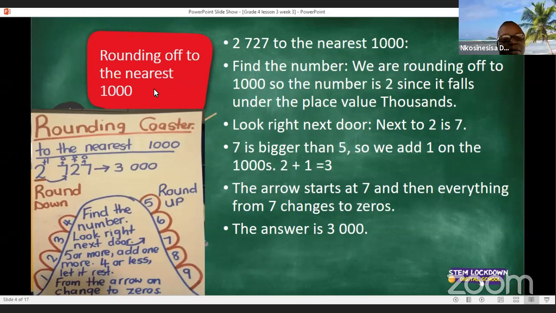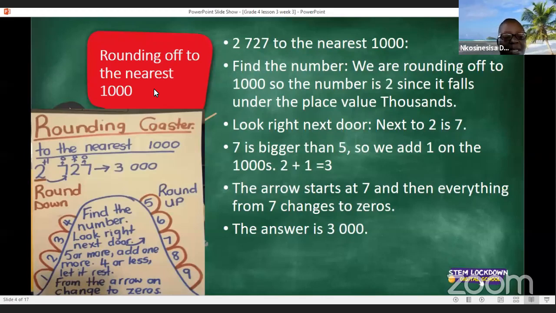It doesn't matter whether you have a 2-digit number or 3-digit number. If you use the rounding coaster, you're going to be able to round off to 10, to 100, and to 1,000. I would really urge you to look at how it works, because yesterday people were giving me answers and some of them were not right because they did not apply the routine. Rounding off is not about guessing. With rounding off, you really have to follow the routine, or the steps, let me just use the word steps.